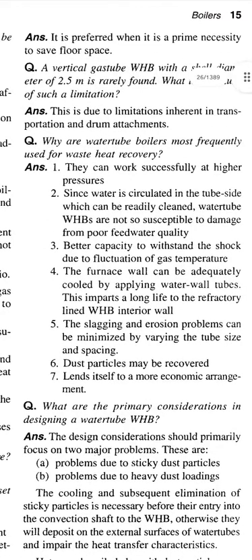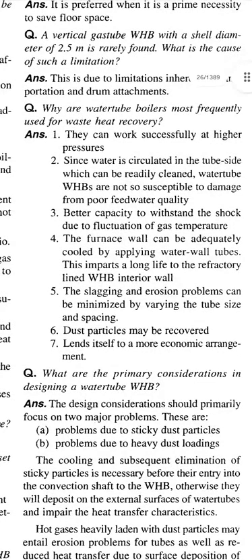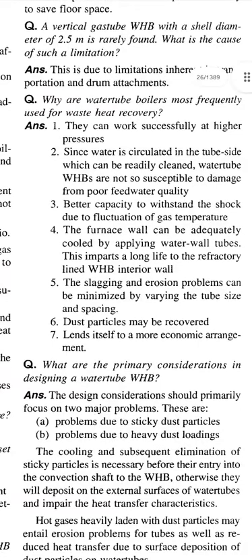Next question. Why are water tube boilers most frequently used for waste heat recovery? Answer. They can work successfully at higher pressure. Next, since water is circulated in the tube side, which can be readily cleaned, water tube waste heat boilers are not too susceptible to damage from poor feed water quality. Third one, better capacity to withstand the shock due to fluctuation of gas temperature.